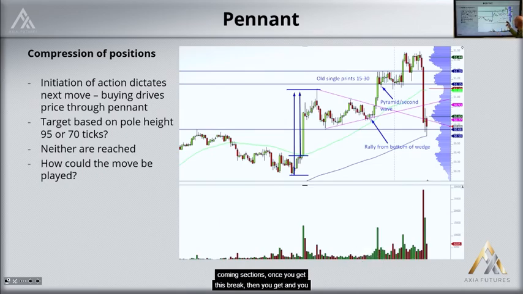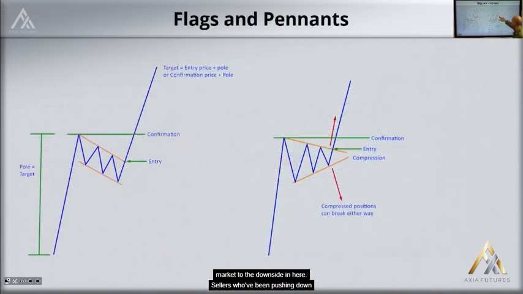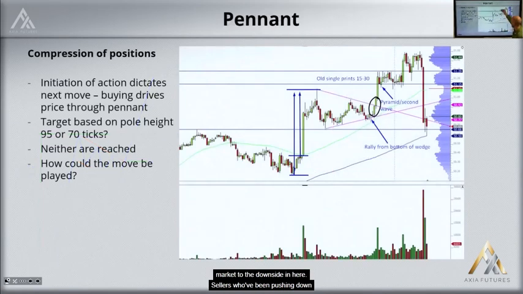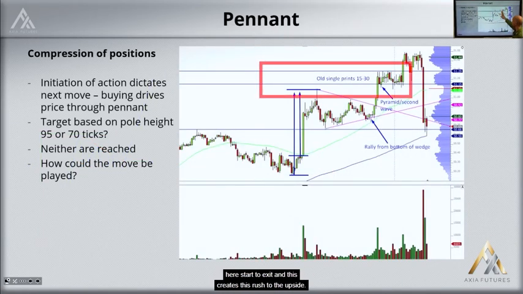Once you get this break, you can see here the first couple of candles are reasonably small, reasonably steady, not massively different if you took them in isolation to anything within the pennant. And then the more explosive move, as participation increases, as the reason to sell diminishes. Because sellers who have been pushing on the market to the downside in here, sellers who have been pushing down here start to exit, and this creates this rush to the upside.